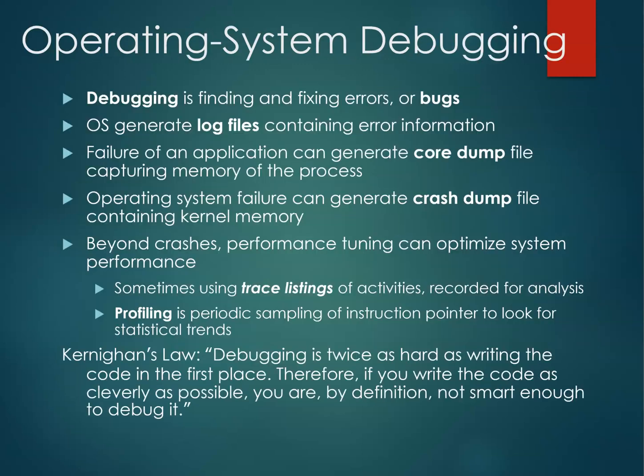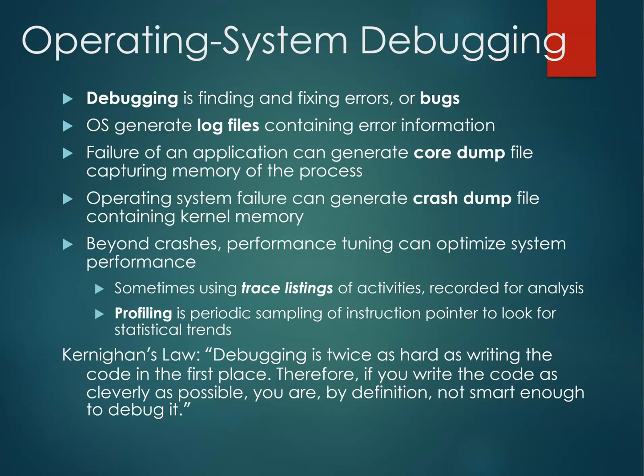How do we debug an operating system? Debugging is finding and fixing errors. The OS typically generates log files. A failure of an application can generate a core dump, capturing the memory of the process. Operating system failures can generate crash dump files containing kernel memory too. Beyond crashes, performance tuning can optimize system performance. You can use trace listing of activities, profiling.